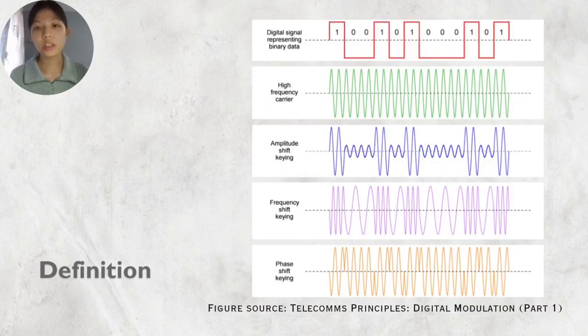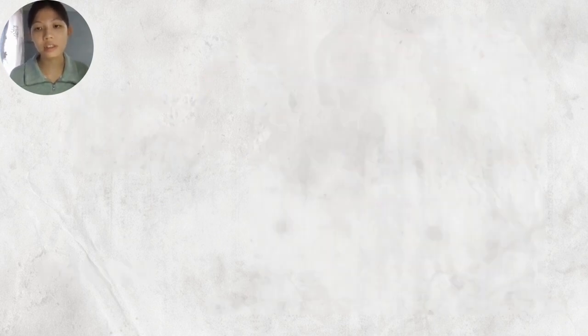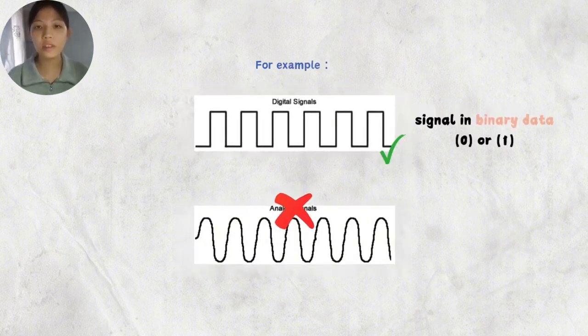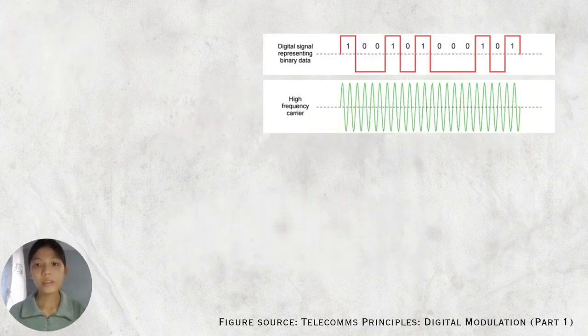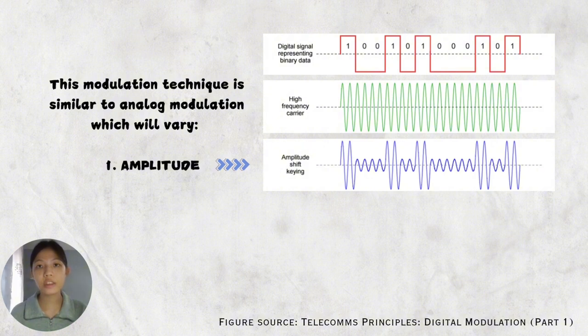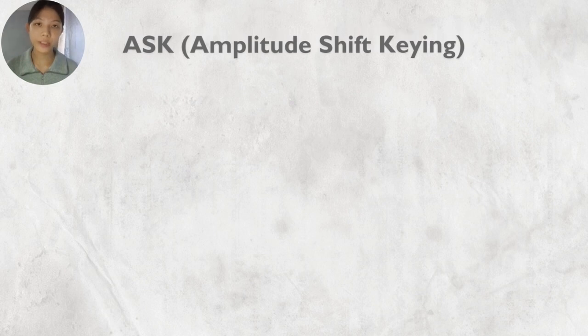Radio-digital modulation actually works similarly to analog modulation and frequency modulation, just that the difference is it will encode digital information, which means it will transmit the digital signal in binary data, which is 0 or 1. So there are three main techniques for radio-digital modulation, which are amplitude shift keying ASK, frequency shift keying FSK, and phase shift keying PSK. Firstly, I would like to introduce the amplitude shift keying ASK.